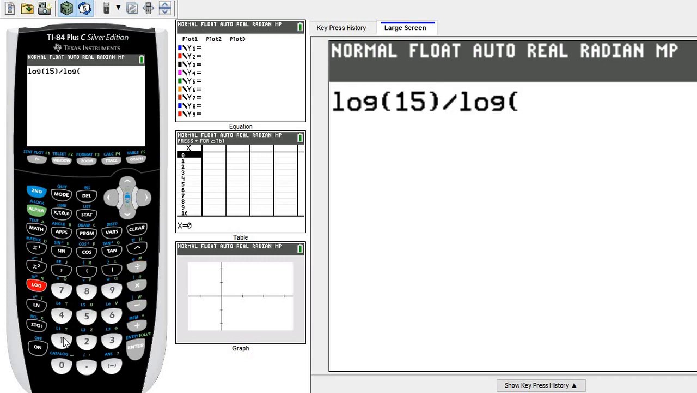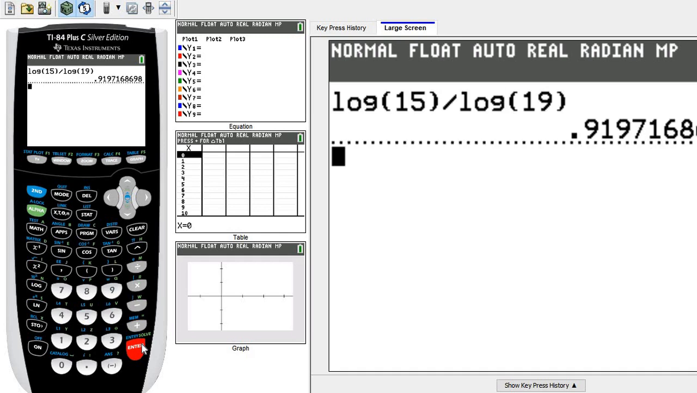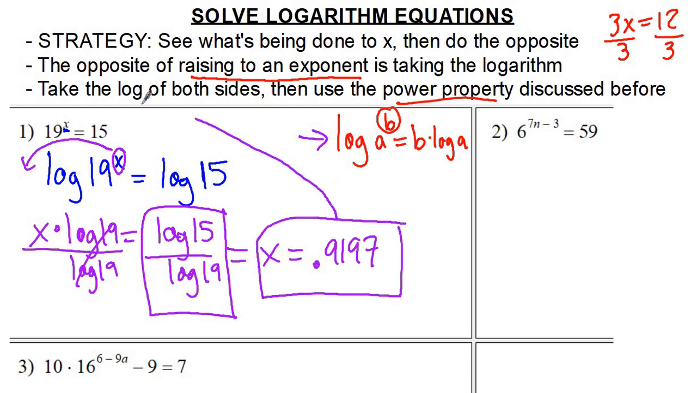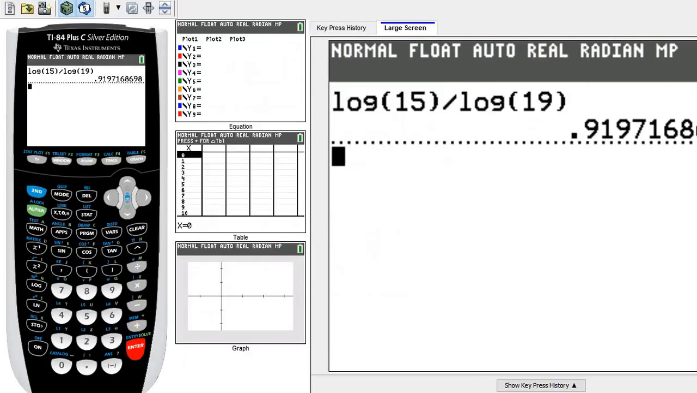What a lot of people do the wrong way is they will forget to close that parentheses, or they'll just do a single log 15 divided by 19. That's not what you want to do. So our answer here is 0.9197, and usually on these problems you tend to round to the 4th decimal place, because a lot of these problems involve science applications where you need to be somewhat precise. So there's our answer. Very easy to check too. We can always plug it back in right here, which I'll do right now, and we'll see that we get the right answer. So these answers are easy to check.